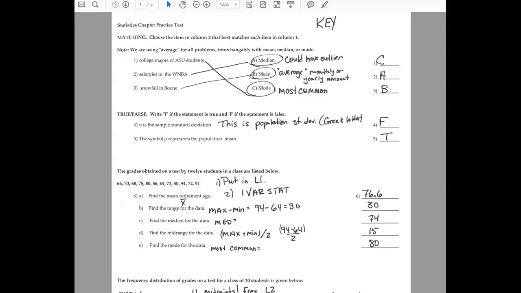Okay, I just wanted to talk a minute about the practice test. It's pretty self-explanatory, but just a couple of the things that maybe need just a little bit of explanation when you're choosing the best measure of center: mean, median, or mode. Remember that a median is for anything that may have an outlier. Salaries can always have an outlier.